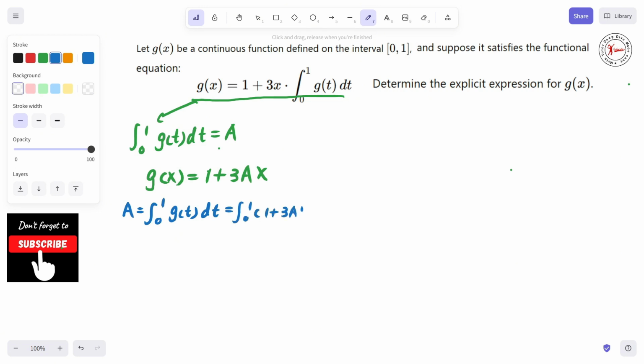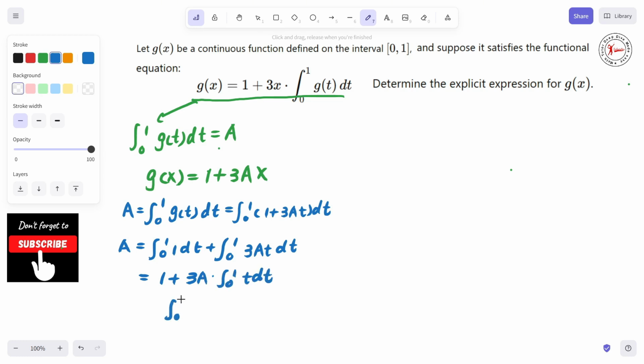We can split this into two separate integrals. One is the integral from 0 to 1 of 1, and the other is the integral from 0 to 1 of 3 times capital A times t. The first integral gives us 1. The second one, well, we pull out the constant, so it becomes 3 times capital A times the integral from 0 to 1 of t, which is 1/2. So now we put everything together. Capital A equals 1 plus 3 times capital A times 1/2. That simplifies to capital A equals 1 plus 3/2 times capital A.